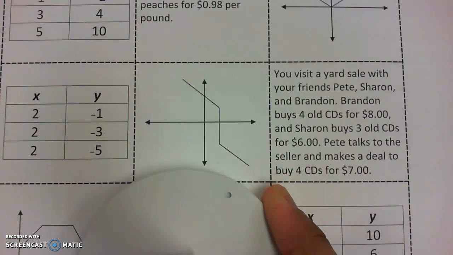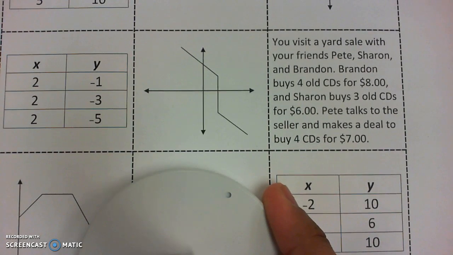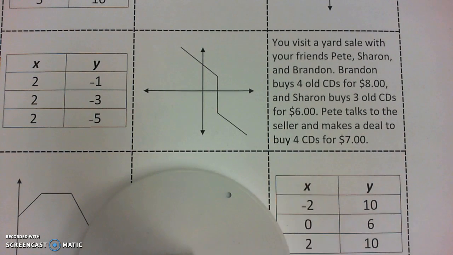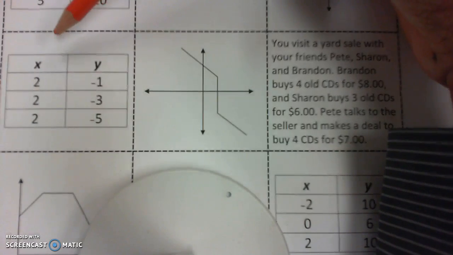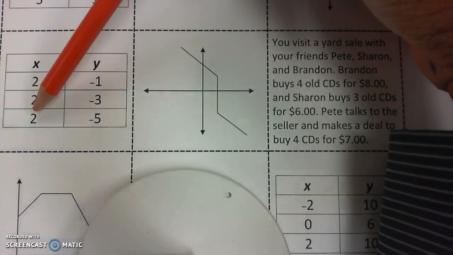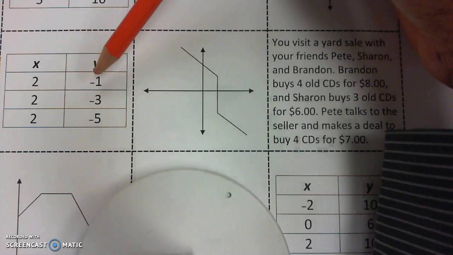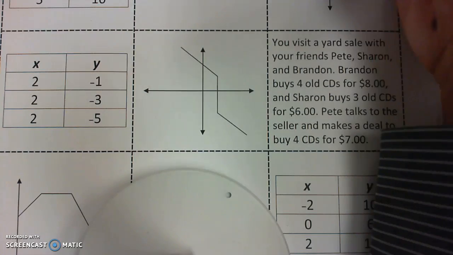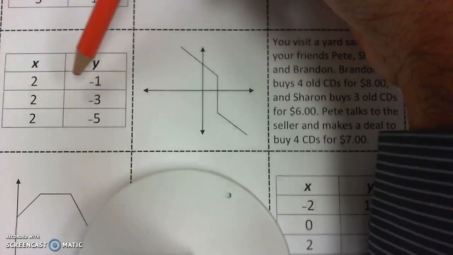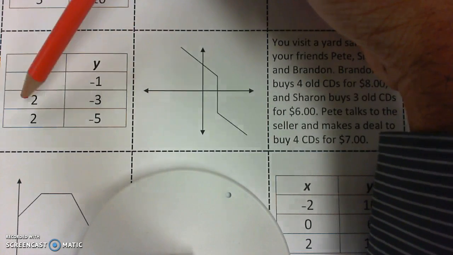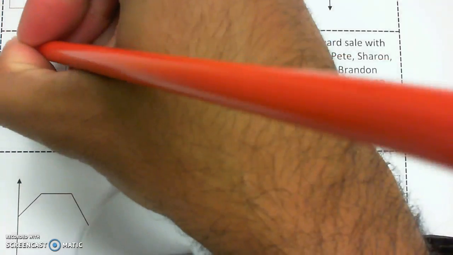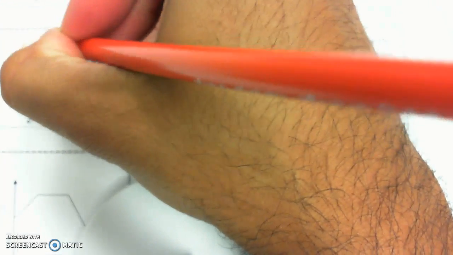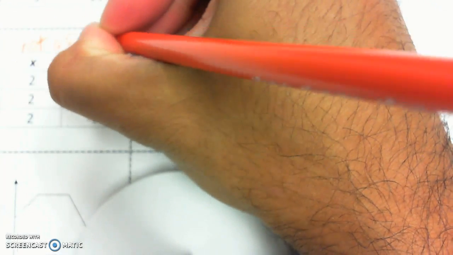When I move down to the second line, and I apologize if this is a little dark, I'm looking at the first box, and I have 2's in all of my boxes, and each 2 has a different y value. So if I were to graph these as ordered pairs, I would have 2, -1, 2, -3, and 2, -5. So this is not a function. This is just a relation. This is not a function.